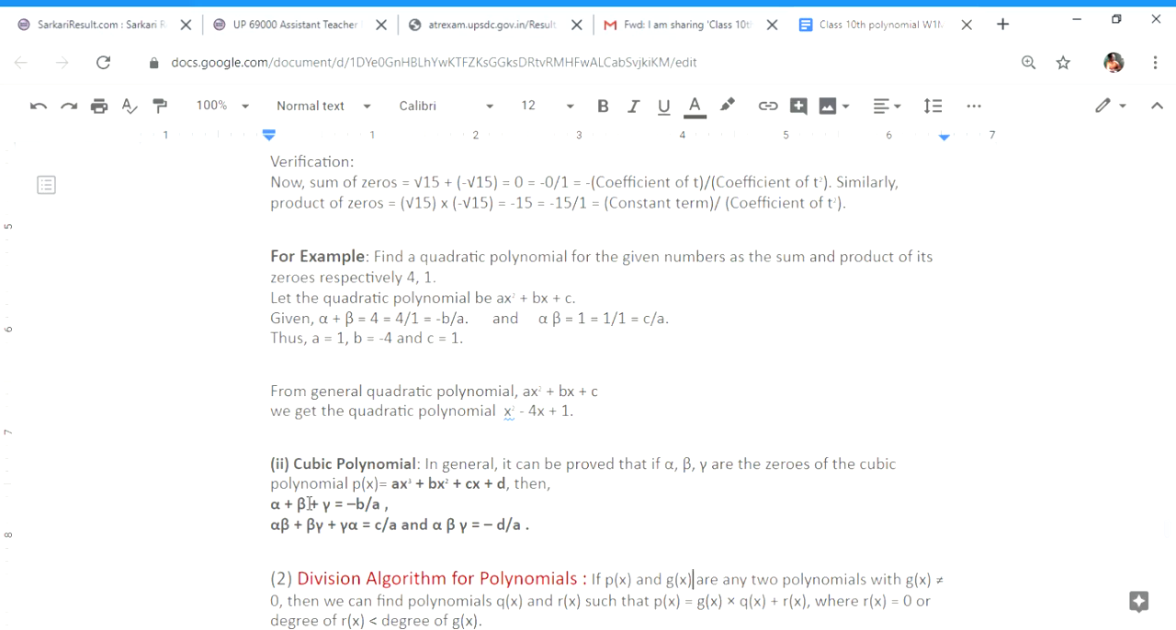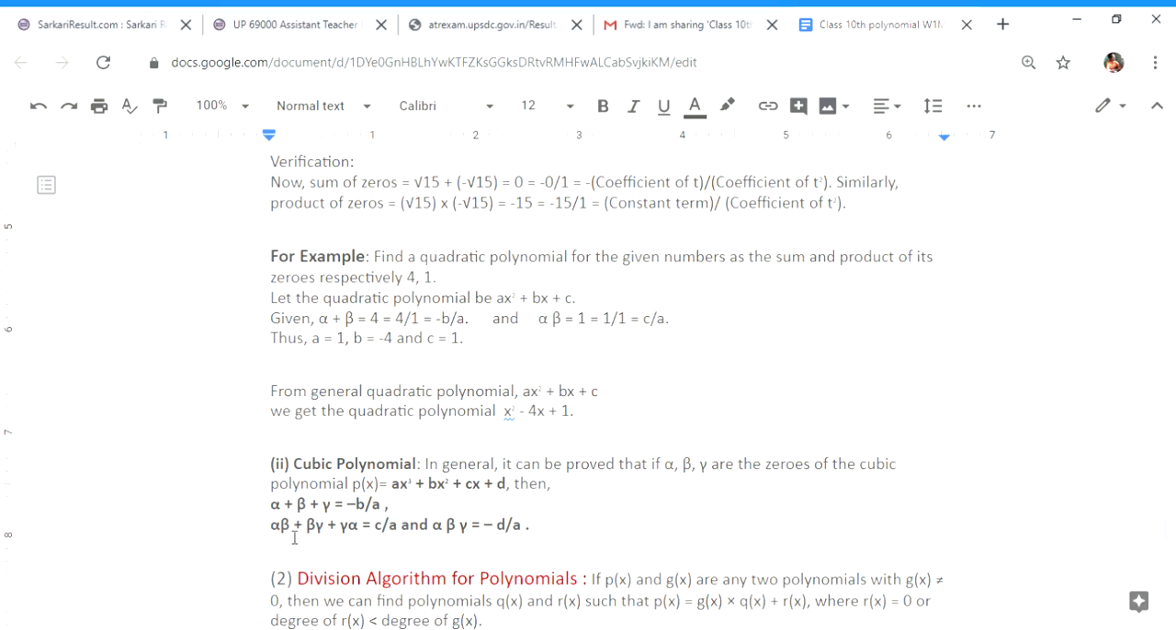Now let us discuss a cubic polynomial. Ax cube plus bx square plus cx plus d. This is a general form of a cubic polynomial. Let alpha, beta and gamma be three zeros of this polynomial. Then alpha plus beta plus gamma, that is sum of the zeros, equal to minus b upon a. Here b is the coefficient of x square and a is the coefficient of x cube. So we can write it as minus coefficient of x square upon coefficient of x cube.